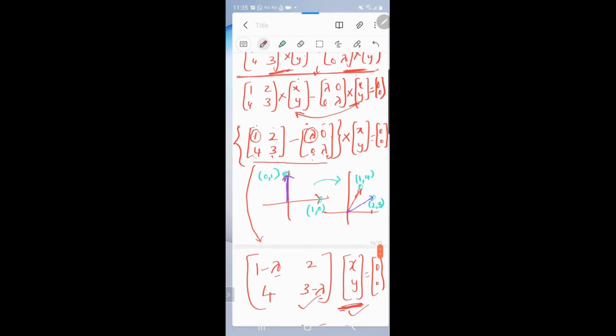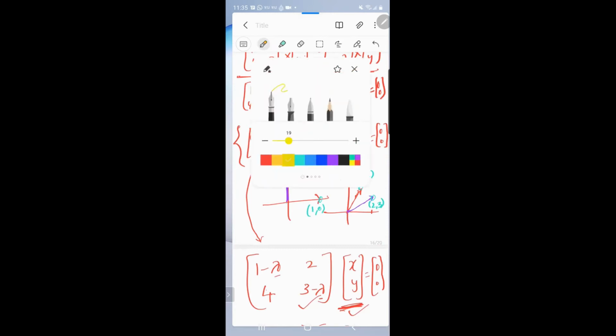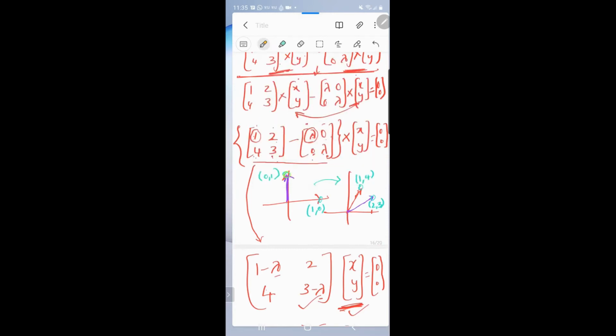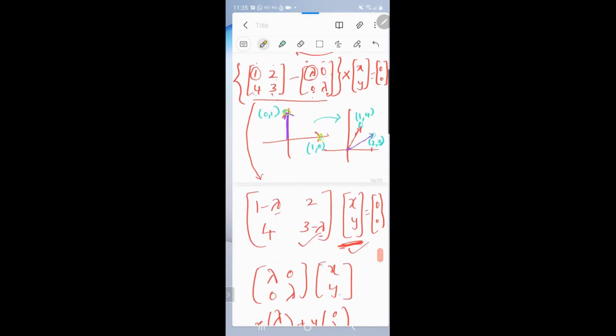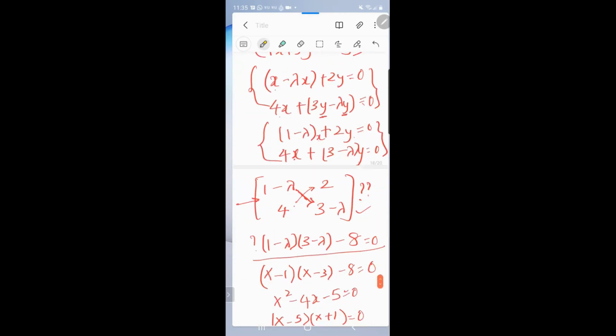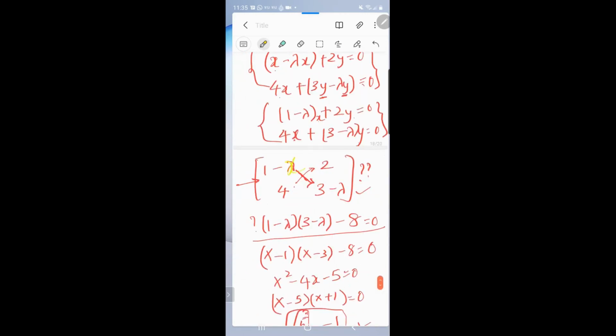In this diagram that I drew, can you see this diagram here with these yellow circles now? How did I get the matrix? That is the matrix, right? Did you get that matrix? 1 minus x, 2, 4, 3 minus x. Yes, I got that matrix. I got 1 minus x, 2, 4, 3 minus x. So I got that matrix, right?